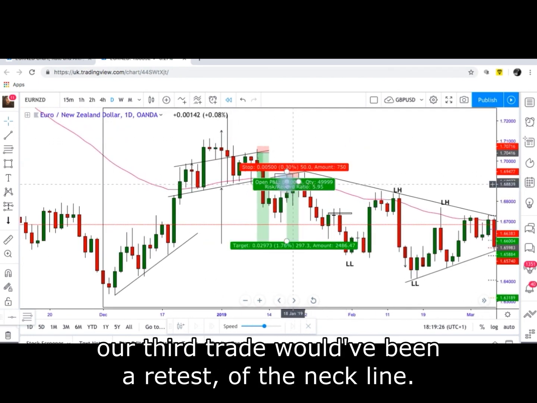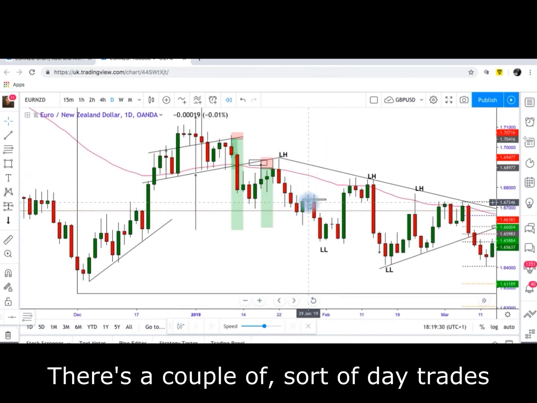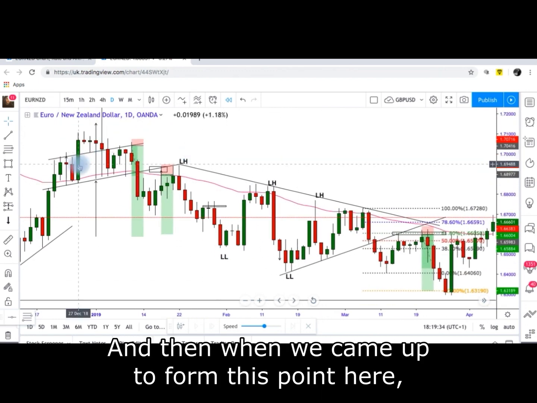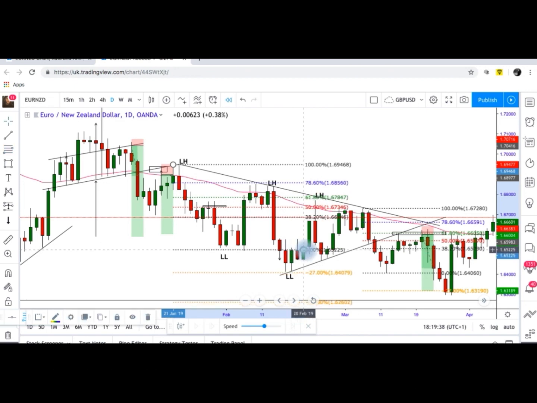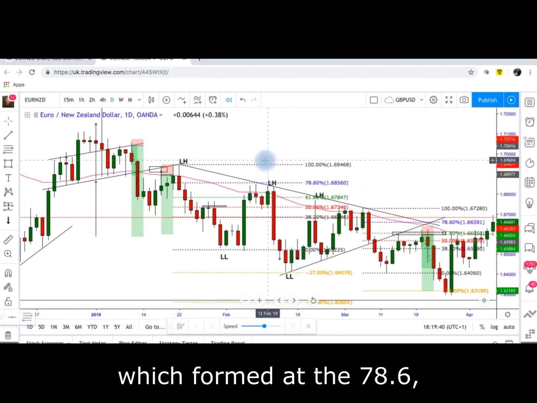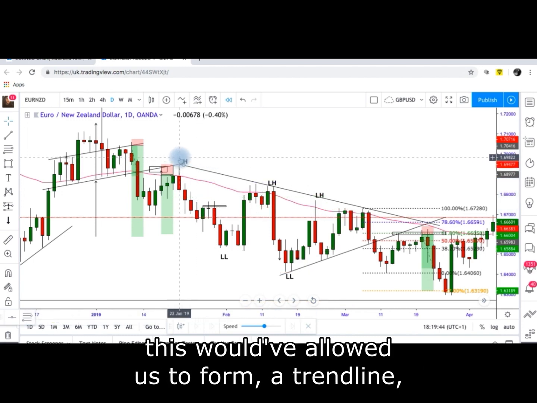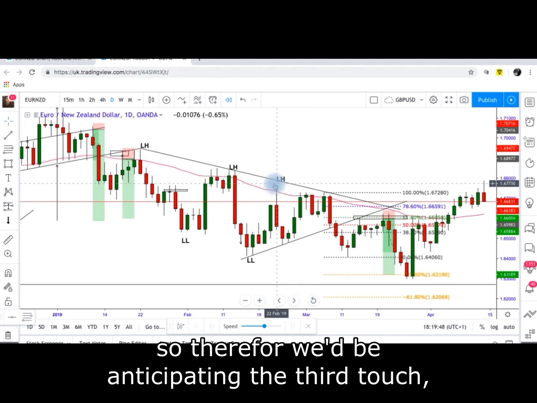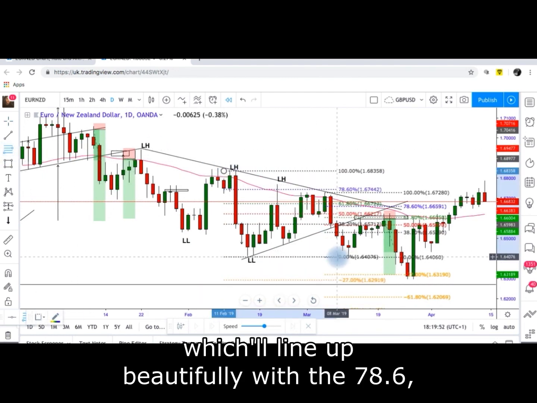Our third trade would have been a retest of the neckline. There's a couple of day trades on the way down here. And then when we came up to form this point here, this would have been our second touch, which formed at the 78.6. We wouldn't have probably traded that because it's only the second touch, but this would have allowed us to form a trend line. So therefore we'd be anticipating the third touch, which lined up beautifully with the 78.6.